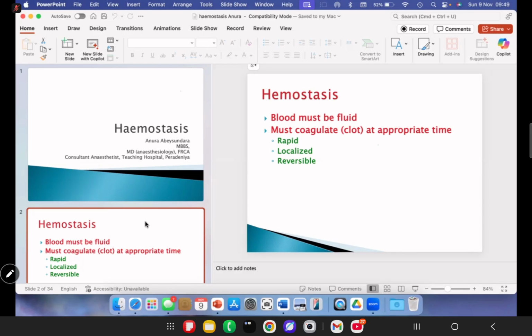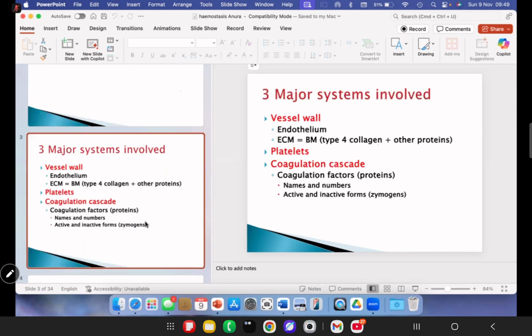So I think yesterday you discussed with Dr. Ashok Vijayananda, I suppose. Today we are going into the physiology, what happens in the basics, blood and hemostasis.